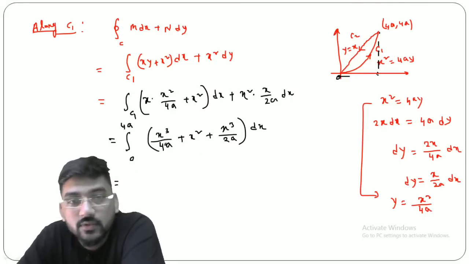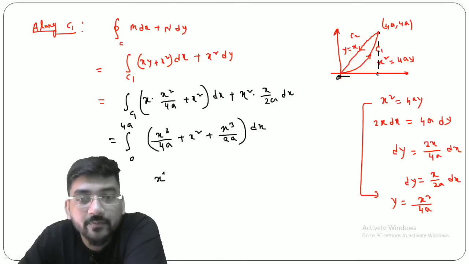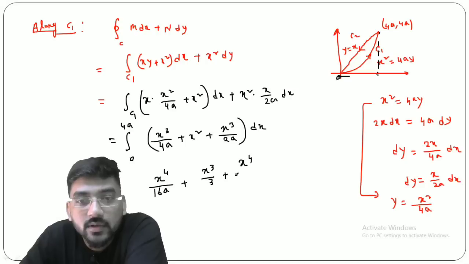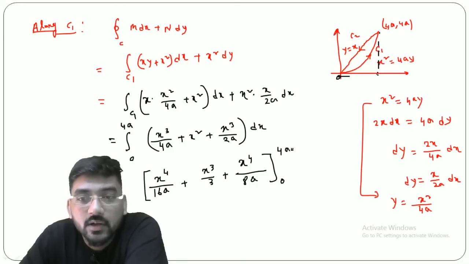So it will be just x to the power 4 by 4, that means x to the power 4 divided by 16a, plus x cube by 3, plus x to the power 4 upon 8a, 4 into 2, that is 8a, and the limit will be 0 to 4a. Now we have to put 4a here. So first we have 4a to the power 4 divided by 16a, plus 4a to the power 3 divided by 3, plus 4a to the power 4 divided by 8a.